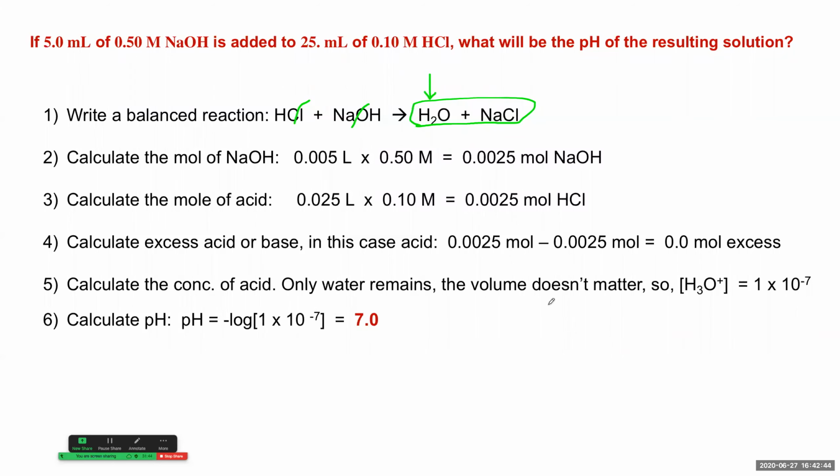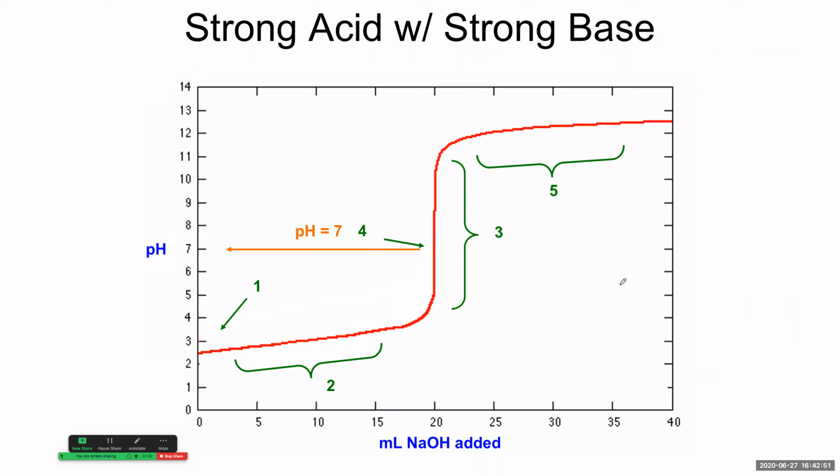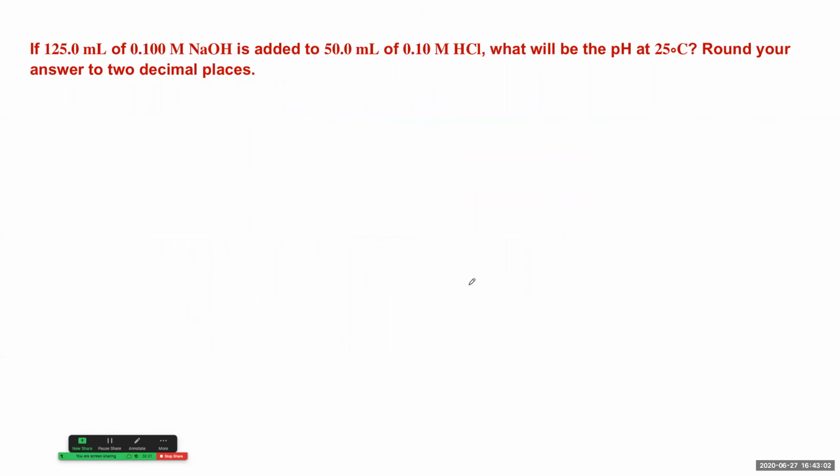All right. So let's go to the last problem. Where would this lie in the titration curve? pH of 7. Looks like it's going to be right here because this is a strong acid and a strong base. So that's the equivalence point. Lastly, if 125 mL of 0.1 molar NaOH is added to 50 mL of 0.1 molar HCl, what would be the pH at 25 degrees C?